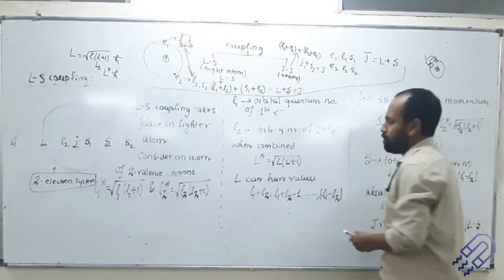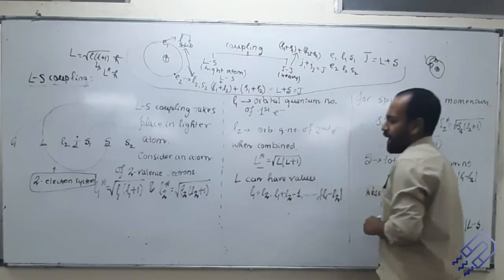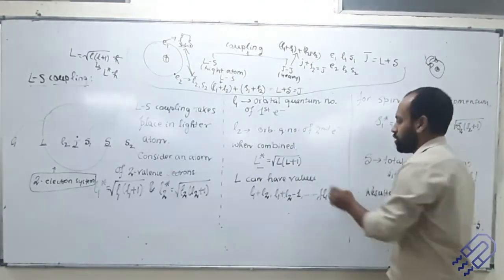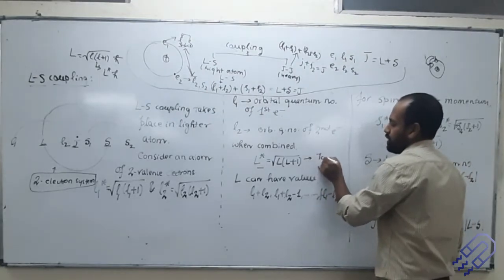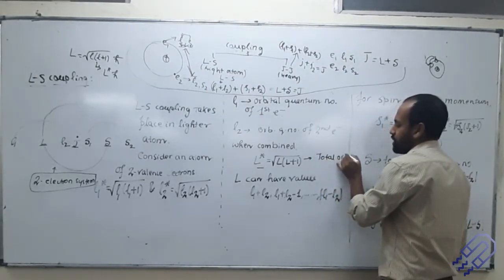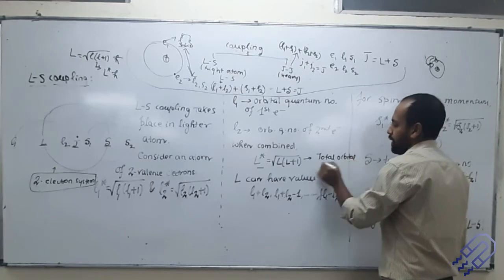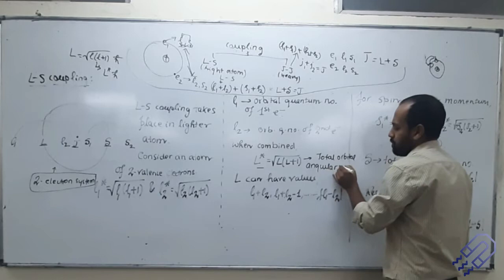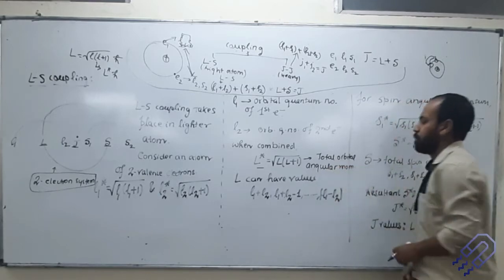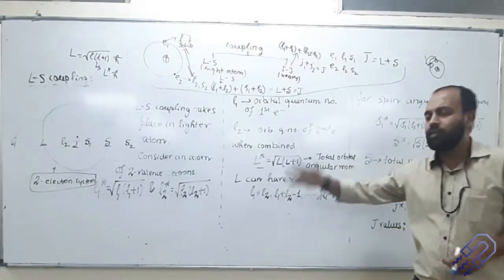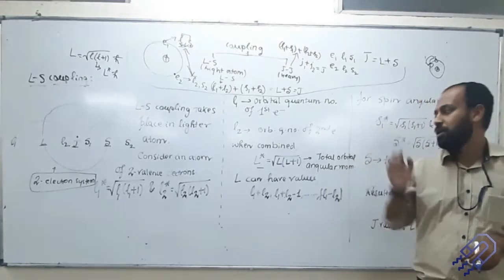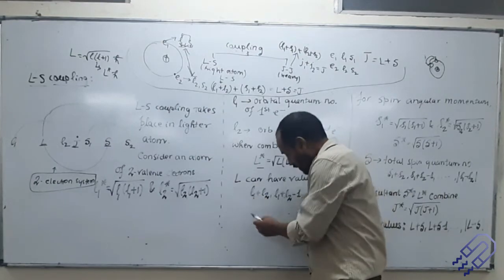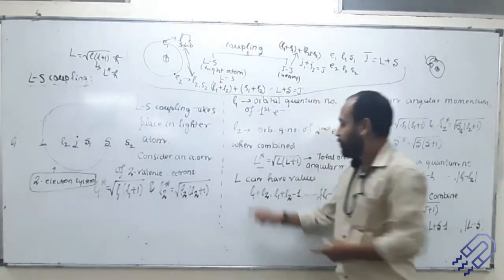When we combine them, we get the total angular momentum. Total orbital angular momentum, not just angular momentum. This is my total orbital angular momentum. So you've got the total orbital angular momentum, but please remember one very important thing about this value.